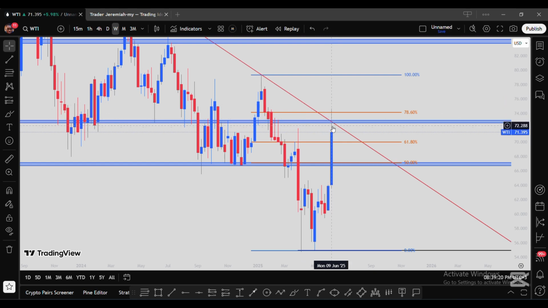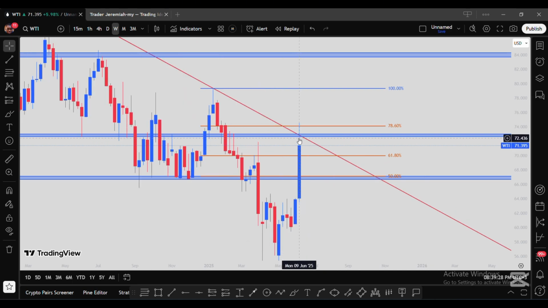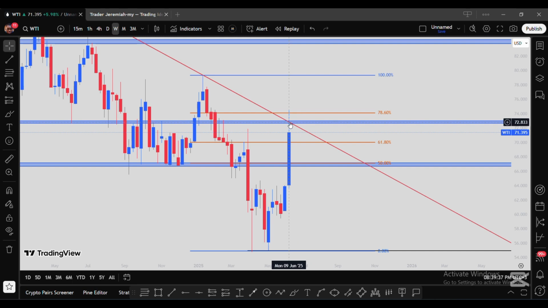So there was a high chance of price getting rejected from here back to the downside. At this level, what I'm waiting for on crude oil is very simple. I'm expecting price to be rejected from here and continue heading back to the downside. I'll be looking for a selling opportunity if I can see a clear rejection at this level on the 4-hour time frame.